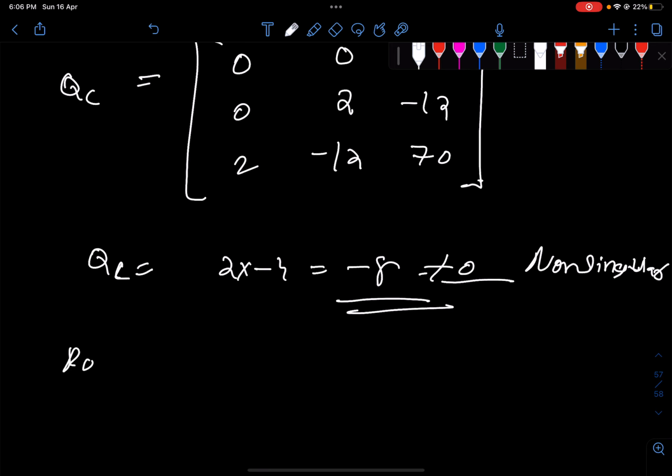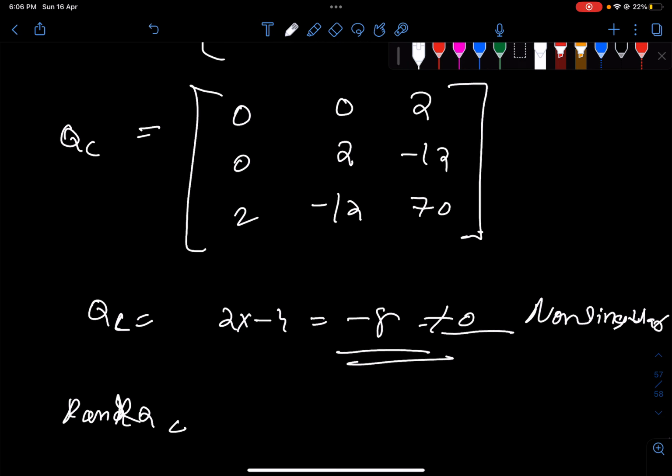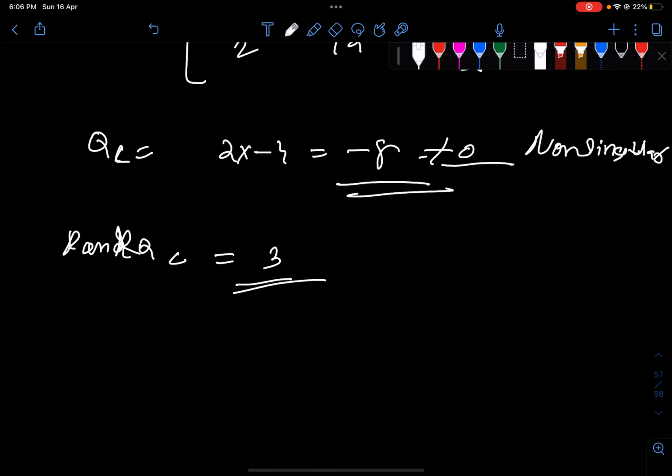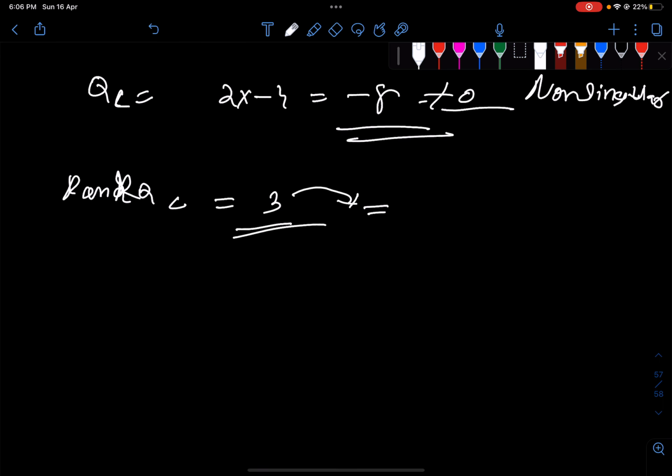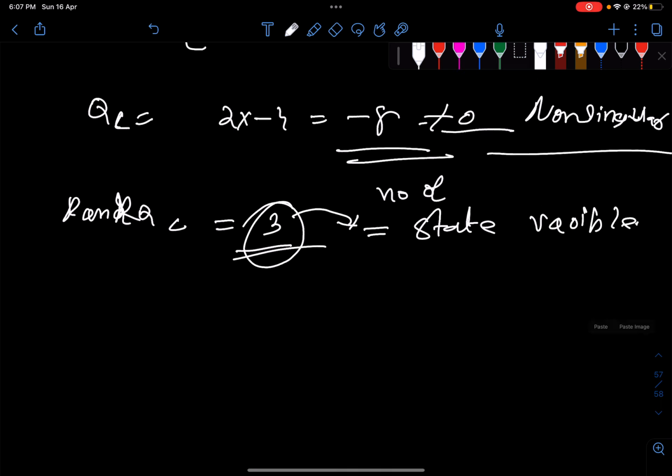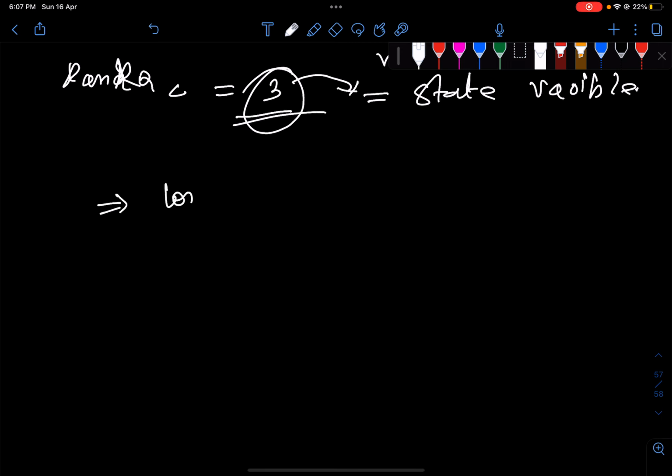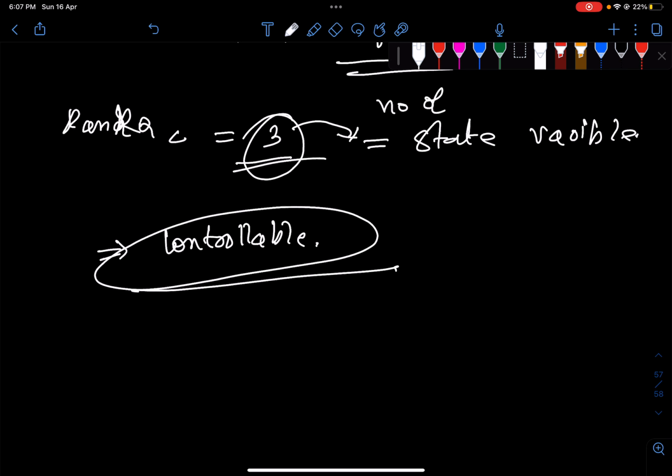And check what is the rank of QC. By doing whatever row operations, you can't make any one row completely 0. So your rank will be 3. You can check. So your rank is equal to the number of state variables. How many state variables are we having? 3. And it is equal to the rank of the matrix, as well as it is non-zero. So these two conditions tell us it is controllable, right? Depending upon non-singular and rank equal to the number of states, we can conclude this as controllable.